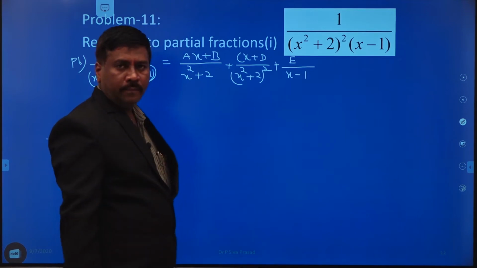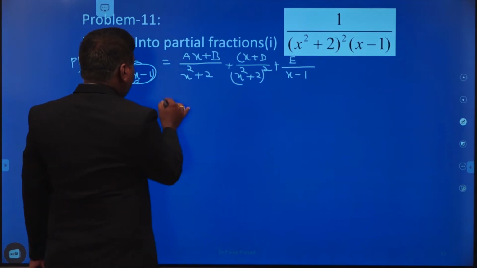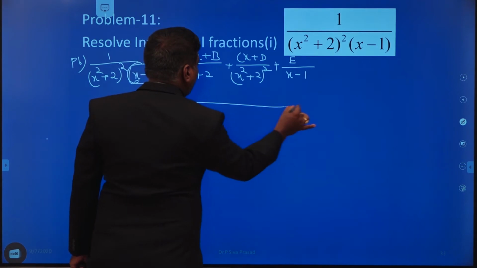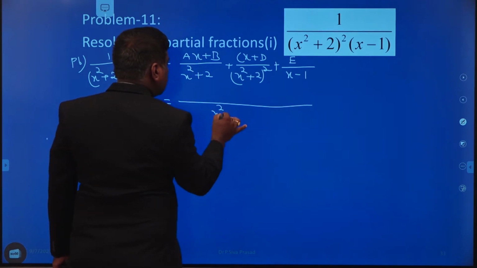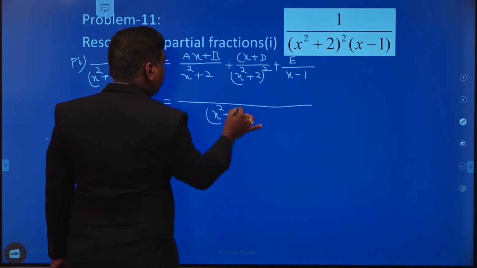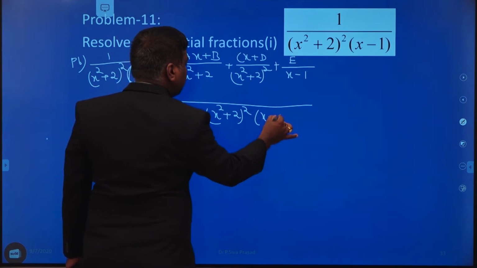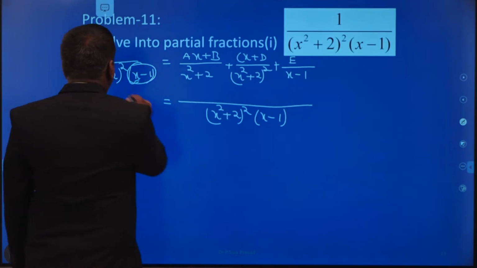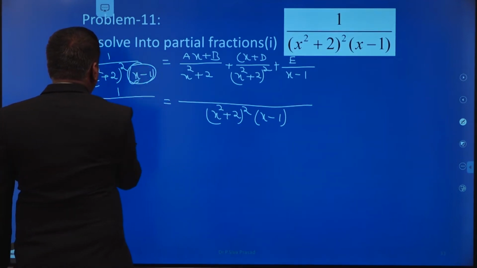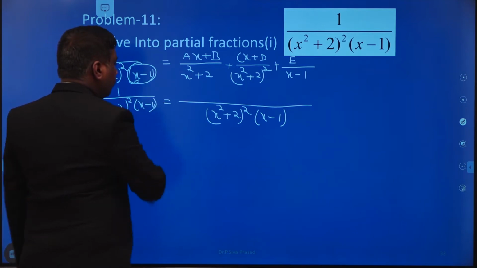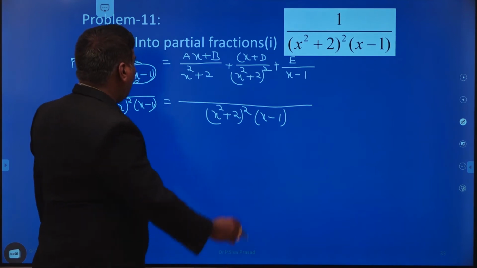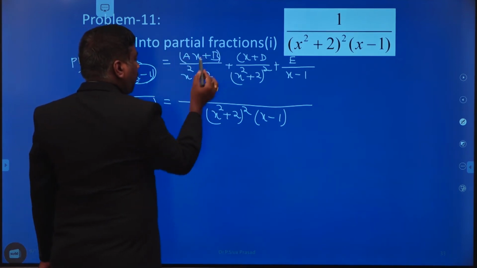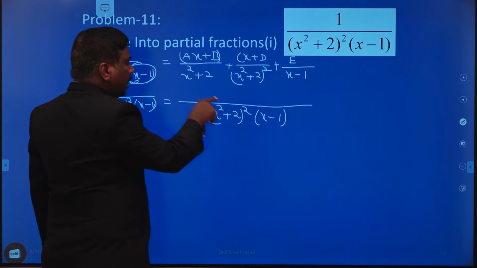Now, we have to take the LCM here. This is equal to x square plus 2 whole square into x minus 1. Simply take the LCM. Now, on the left hand side, directly I write whatever was in the previous step, that is x square plus 2 whole square into x minus 1. Now take the LCM here. This is the ax plus b. The other factor is x square.